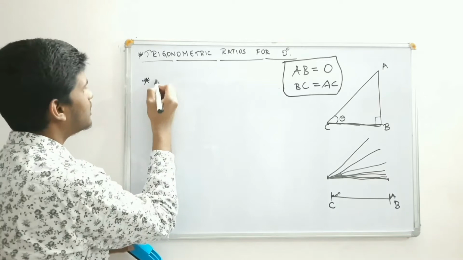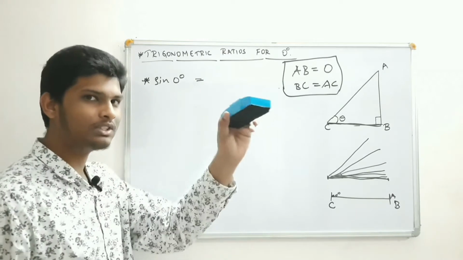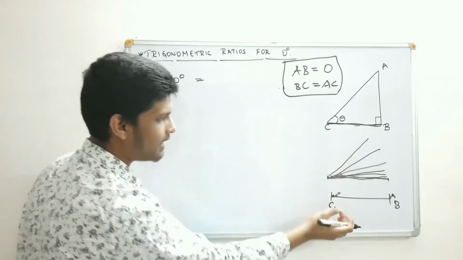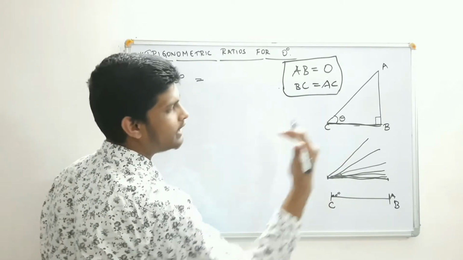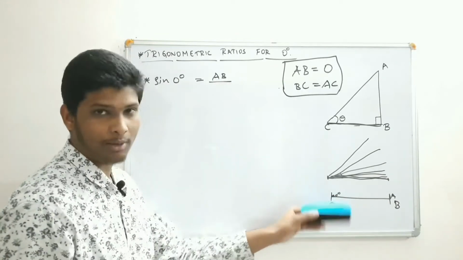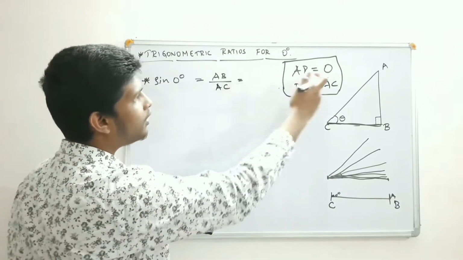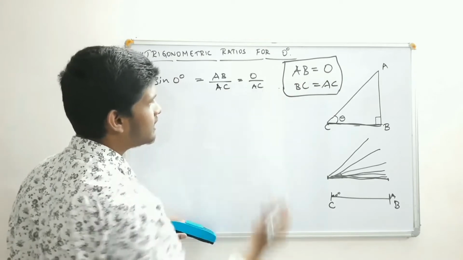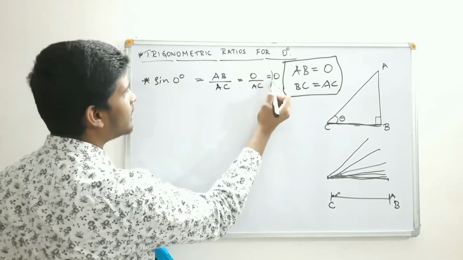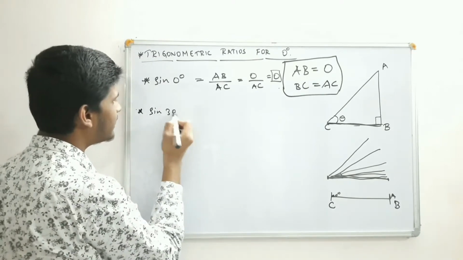Now let's find the trigonometric ratios on the basis of this. The first is sine. We are finding it for 0 degree, so sine 0 degree, and sine is opposite side by hypotenuse. The opposite side to theta is AB, and the hypotenuse is AC. AB is 0, so 0 by anything is 0. So sine 0 degree is 0.